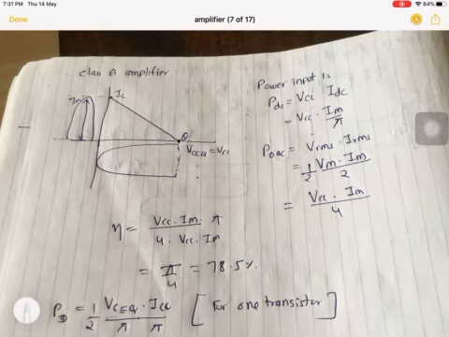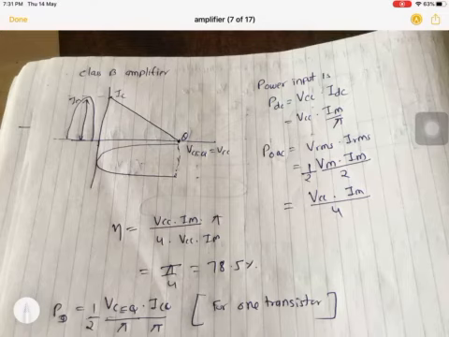Now again simple, how do we calculate efficiency? Net AC power generated divided by the total DC power consumed. So VCC into Im into pi divided by 4 into VCC Im. So it comes out to be 78.5%, which is much higher than class A, which was 25%.